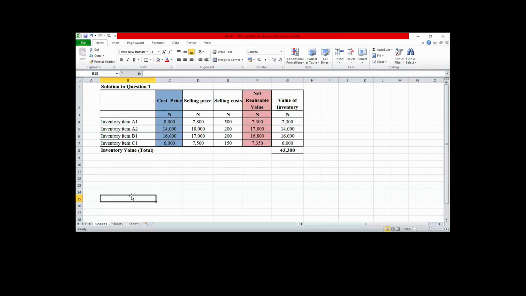What you are meant to compare is the cost and the net realizable value. The lower of the two is what you are going to use to report your inventory in the financial statement. That's all. We did this countless times when we were doing audit training.